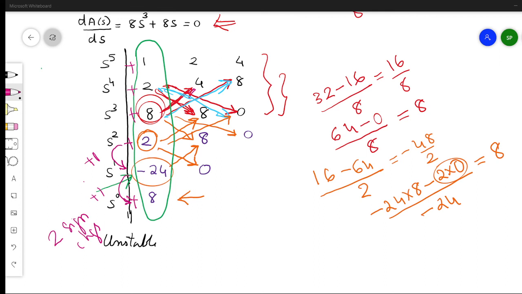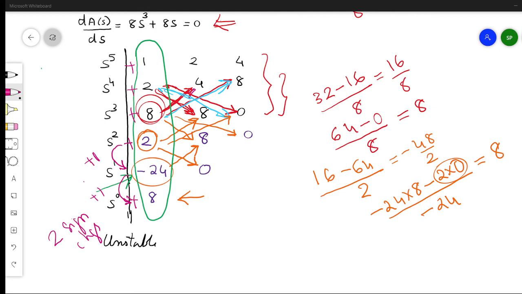So I hope you understood this one. This is just a special case where you are getting one row completely zero, then you have to form the auxiliary equation, take the derivative of the auxiliary equation, and substitute the coefficients of the derivative into the row which is having the zero elements. If you are not getting zero elements like that, you can proceed with the same procedure and complete the Routh array directly, instead of taking the auxiliary equations and all.